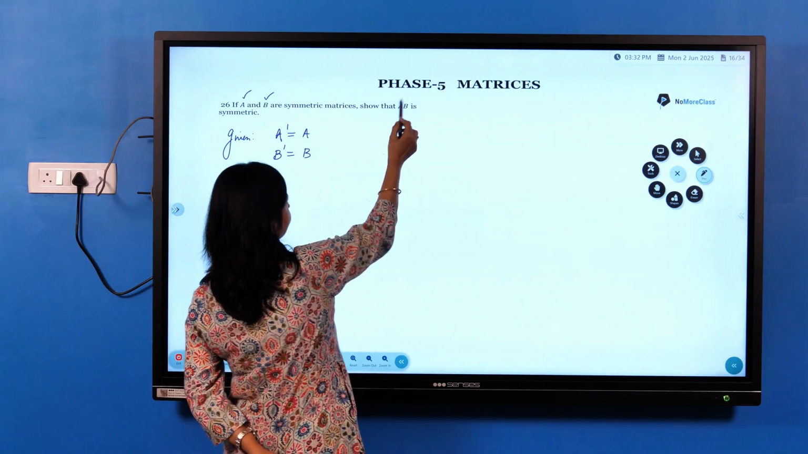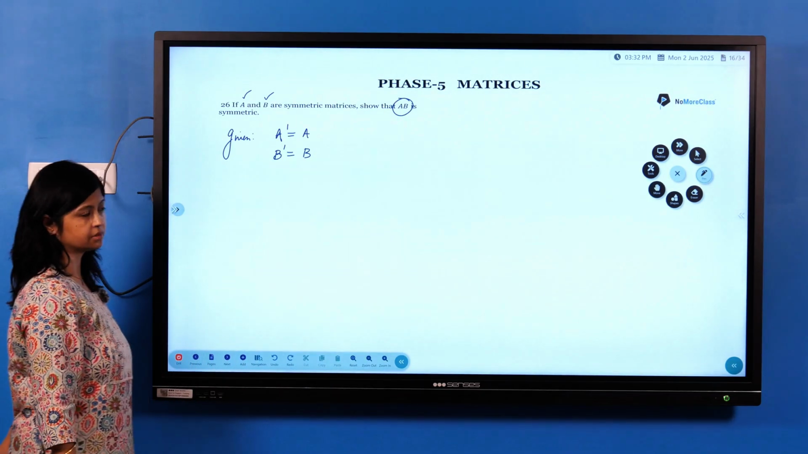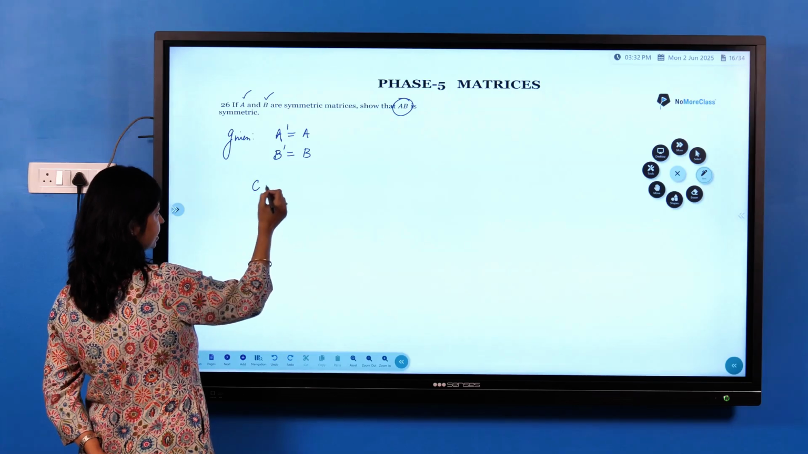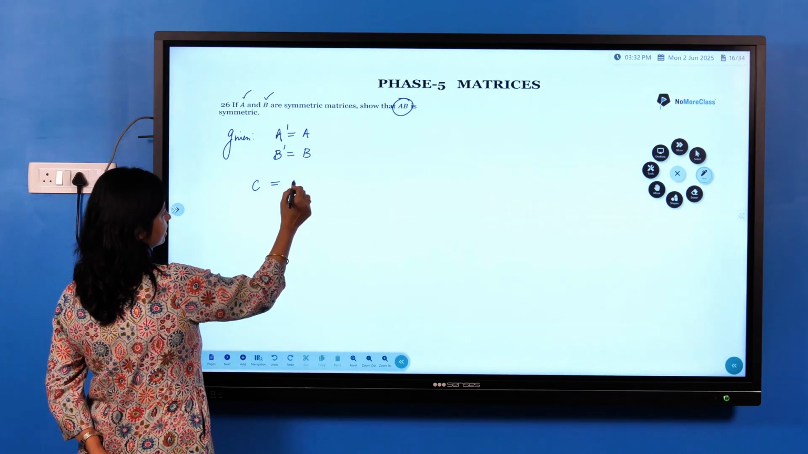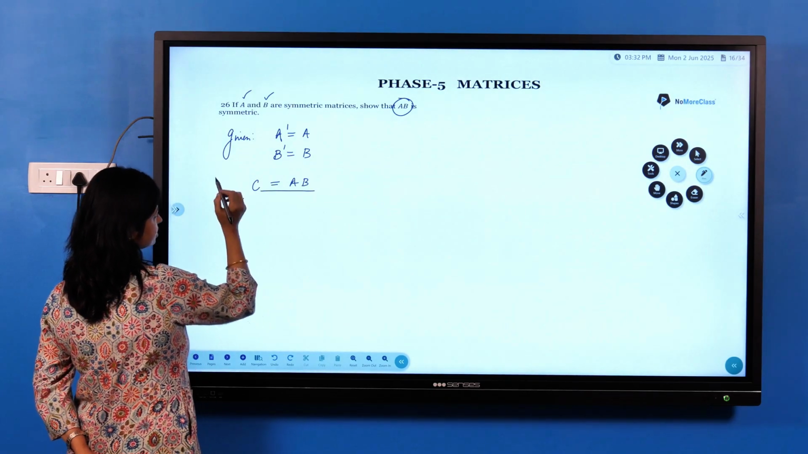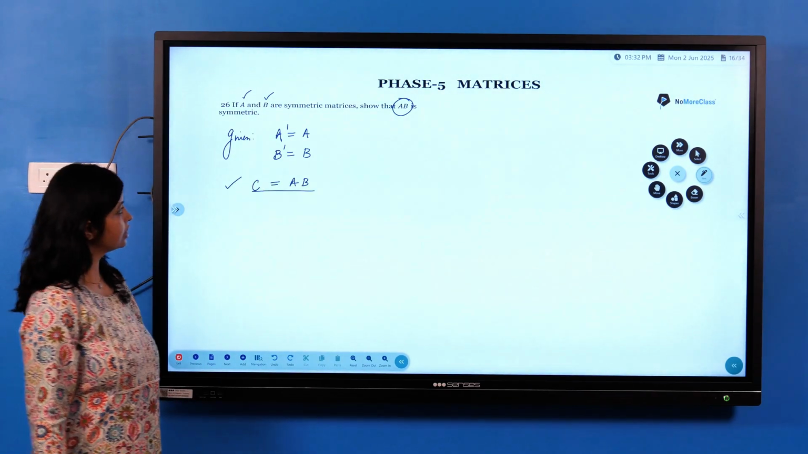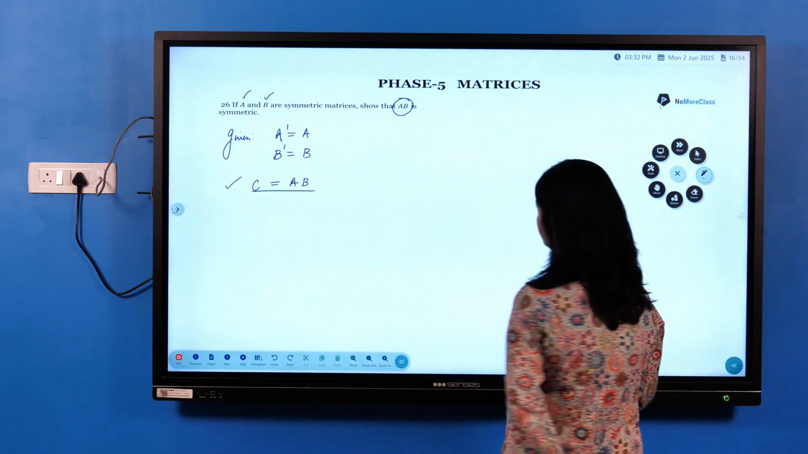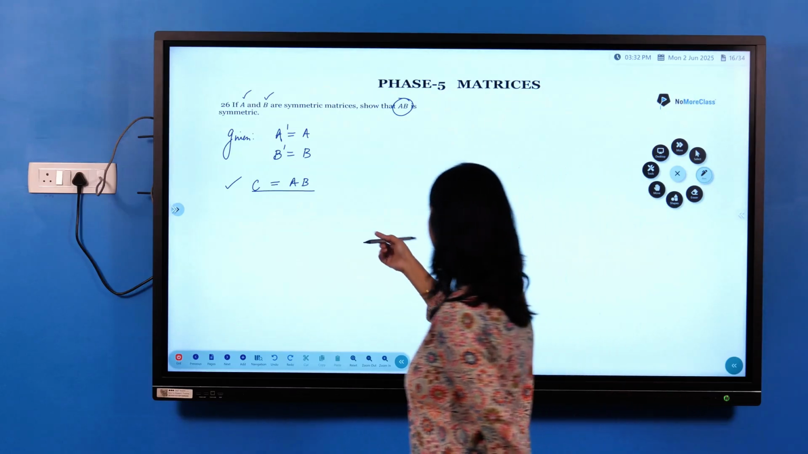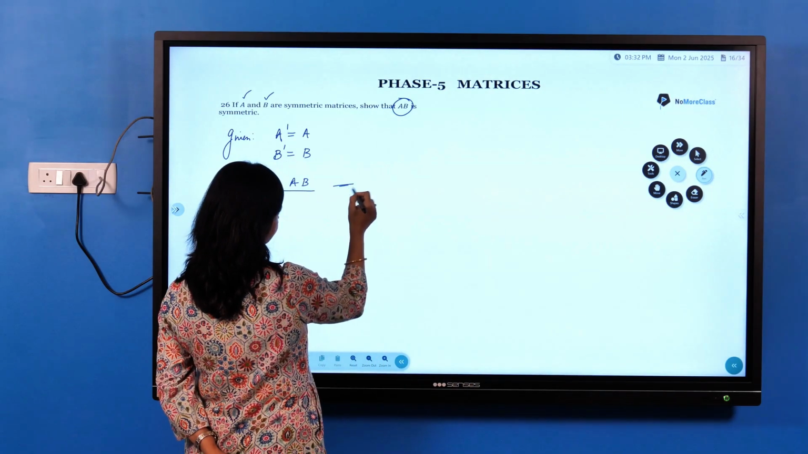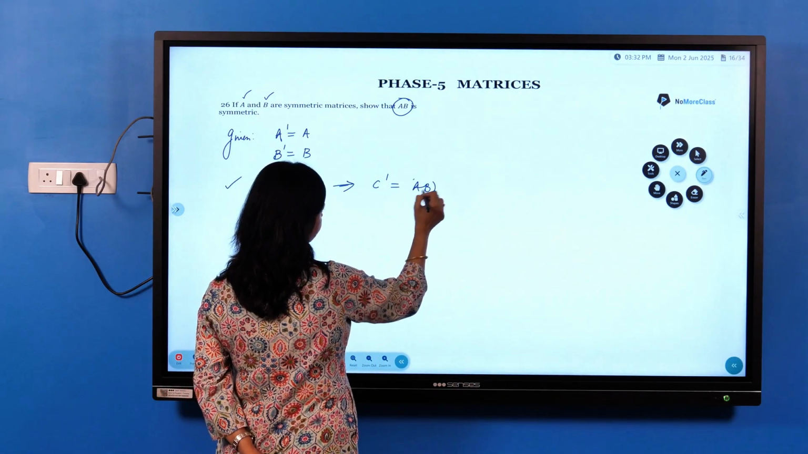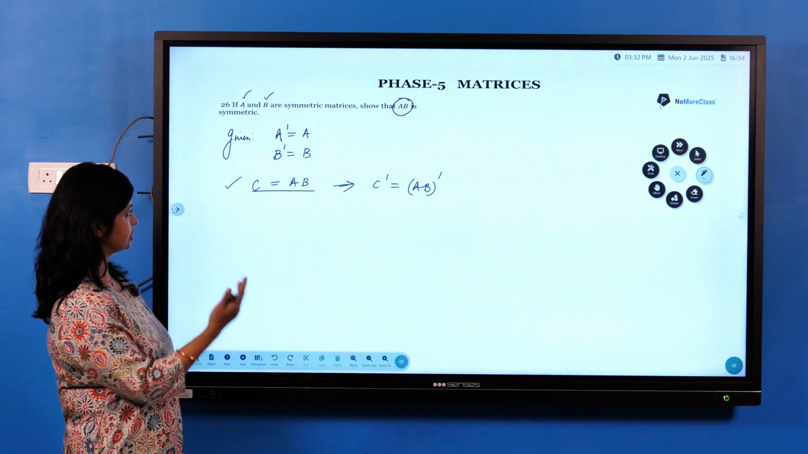And we have to show that AB is also symmetric. How do we proceed with such a question? We assume that another matrix C is equal to AB. Once we assume this, then to prove whether something is symmetric or skew symmetric, what we do is we take transpose both sides. So in this case, C dash is equal to (AB) dash, simply going by the process.